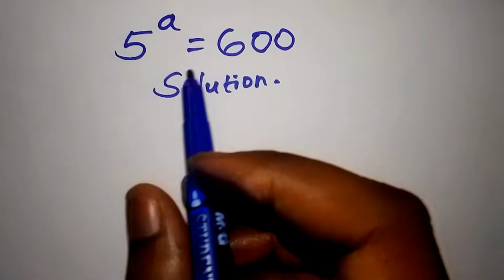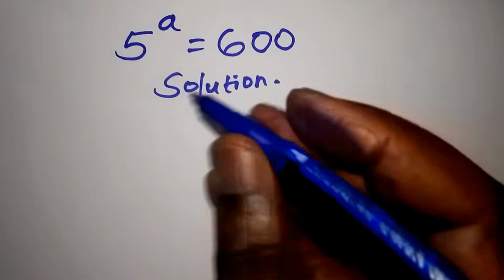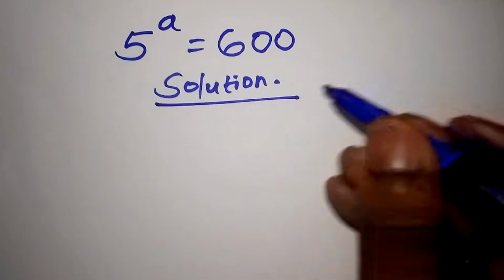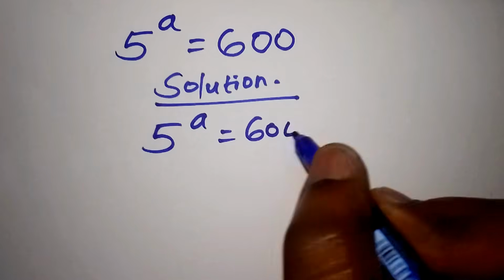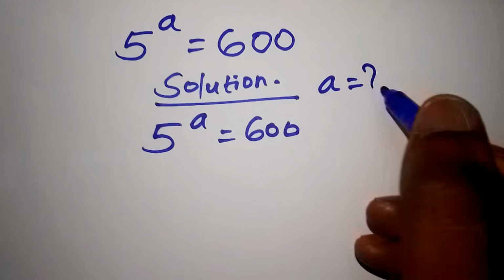So do you know that 20% fail to work out this maths problem? So let's now start with our solution. So don't use the calculator. So we have 5 to the power of a is equals to 600. So we are solving for the value for a.